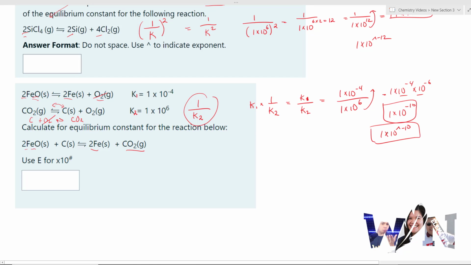So that is how you combine or manipulate the equilibrium constant based on the new chemical reaction that's given to us. Again, take the time to write out the answer and show your work if you struggle with this problem.